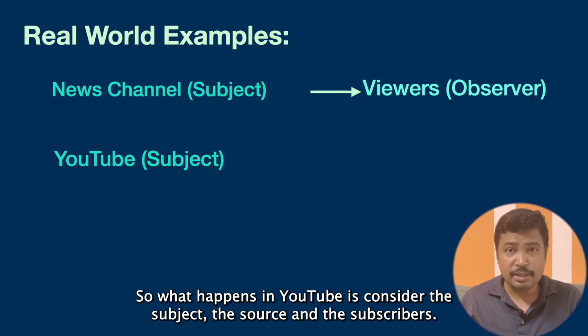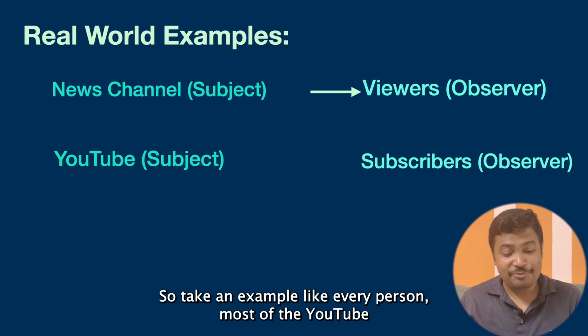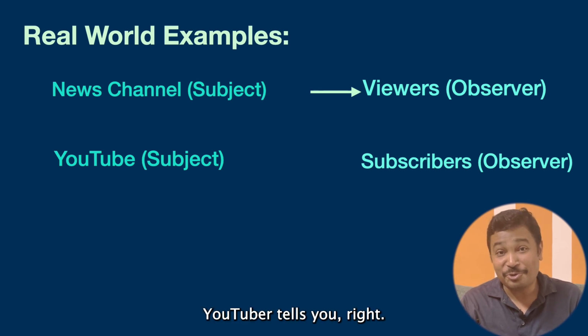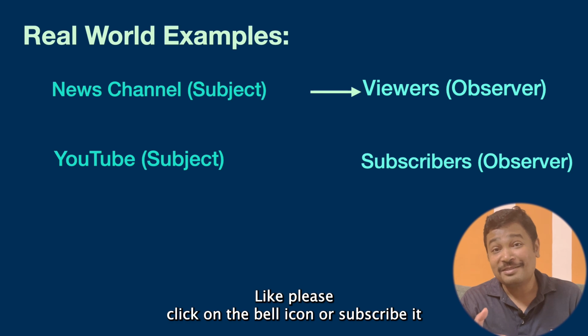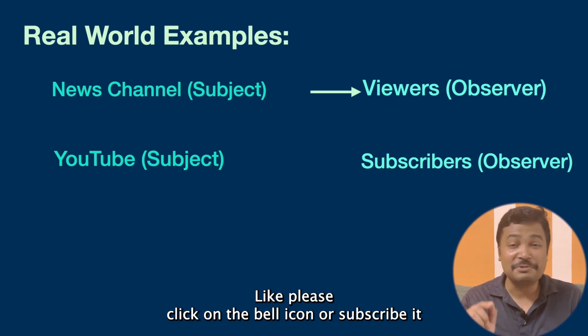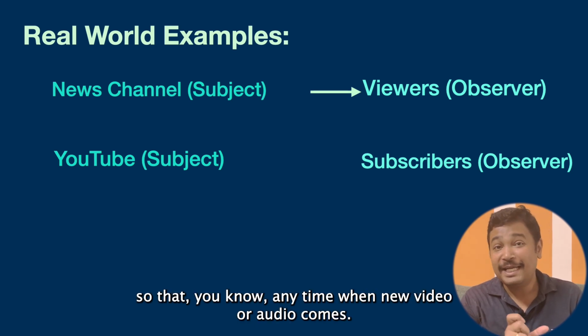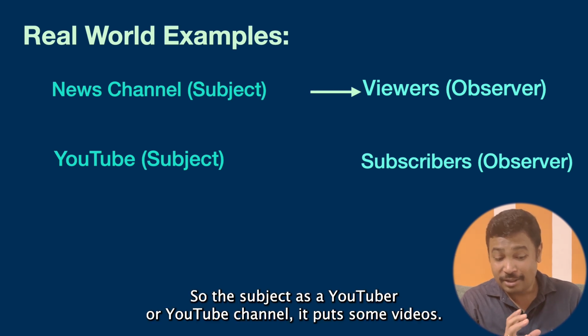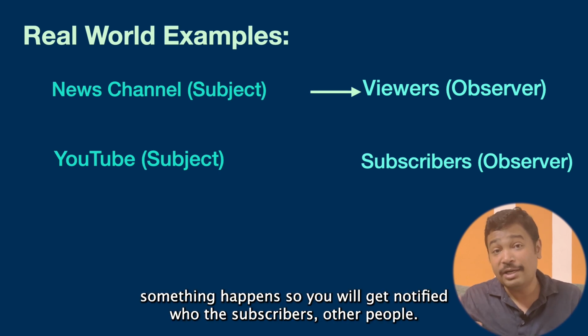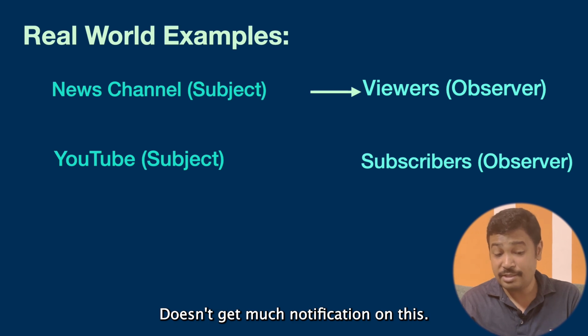So what happens in YouTube is it considers a subject, the source, and the subscribers. Take an example: most YouTubers tell you, "Please click on the bell icon or subscribe, so that any time a new video or audio comes, you get notified." The subject, the YouTuber or YouTube channel, puts out some videos, and all of a sudden something happens, so you get notified. Who? The subscribers. Other people don't get much notification.